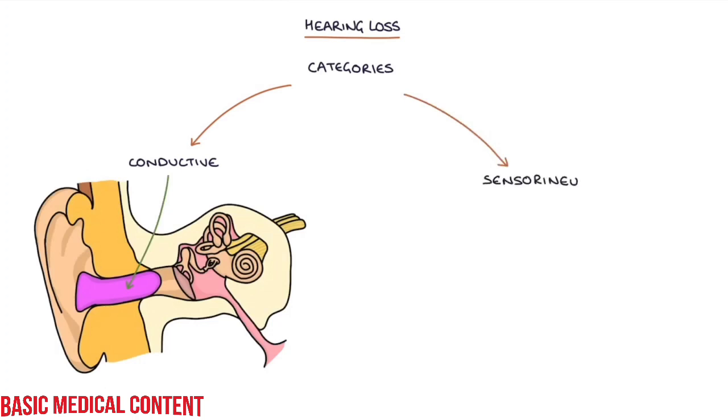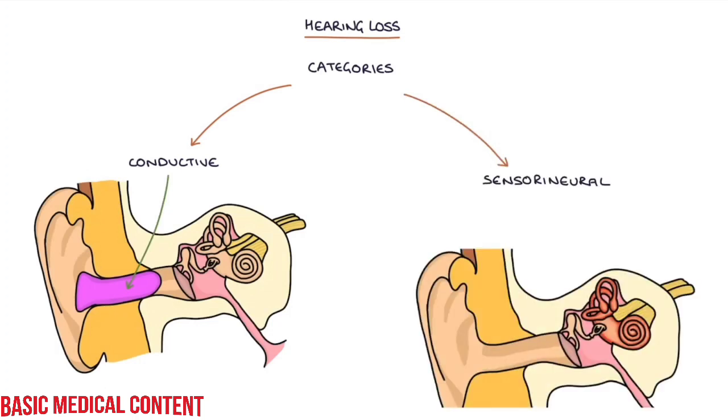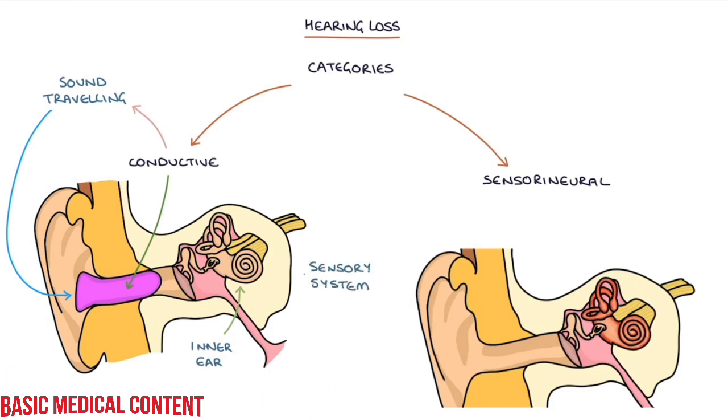In this video, I'm going to be going through hearing loss. There are two main categories of hearing loss: conductive hearing loss and sensory neural hearing loss. Conductive hearing loss relates to a problem with sound traveling from the environment into the inner ear. The sensory system may be working correctly, but the sound is not reaching the sensory system.